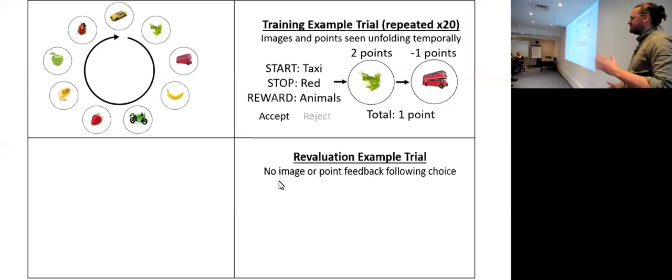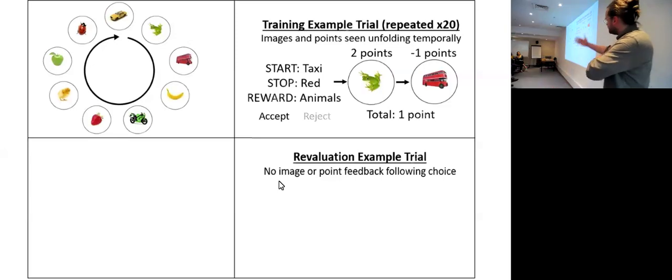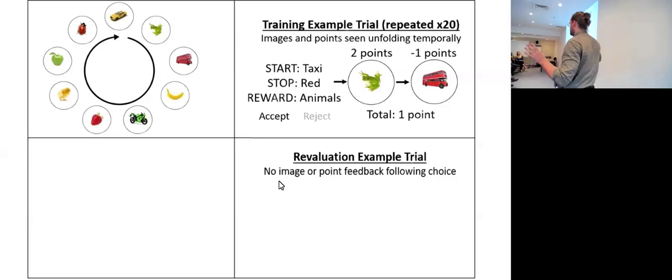So in the revaluation phase, one of the huge differences is that there's no feedback whatsoever. There's no images or point feedback. It's just going to be choice after choice after choice. After they've done with training, they're never going to see any images or any points ever again. No more feedback.